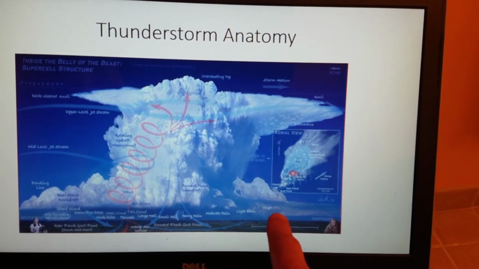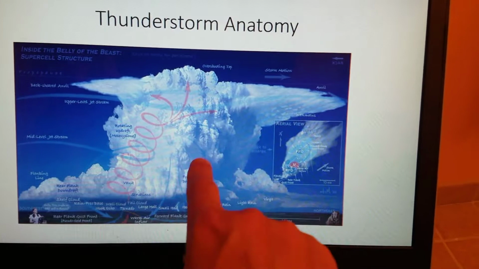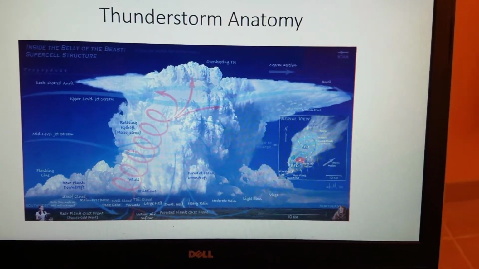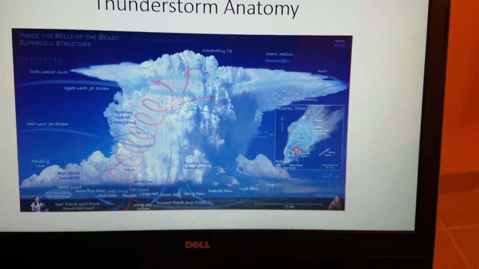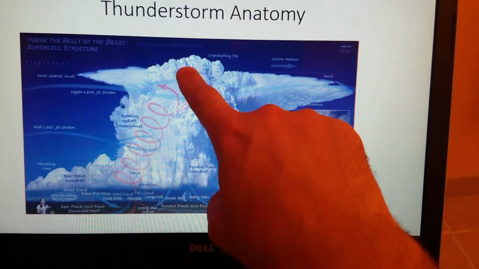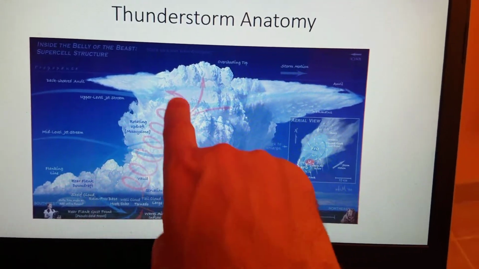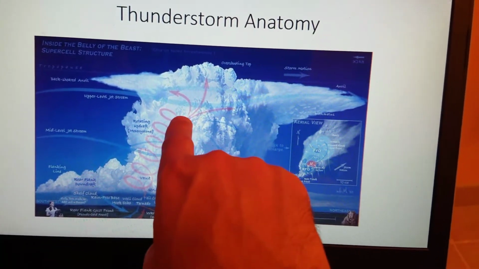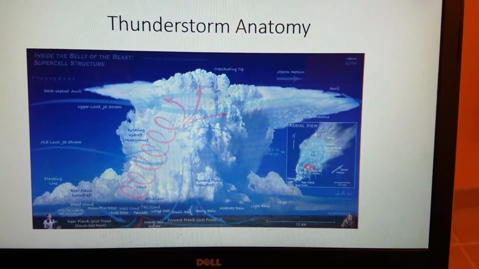Here's your sequence of events as far as what you would see if you were on the ground. Supercells can also be responsible for producing tornadoes, especially in the Central Plains states. I just wanted to show you generally what you have in a thunderstorm, these updrafts and then downdrafts. Sometimes these updrafts can be rotating, and that's known as a mesocyclone. But not all thunderstorms are supercells.